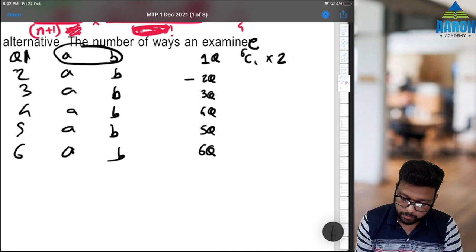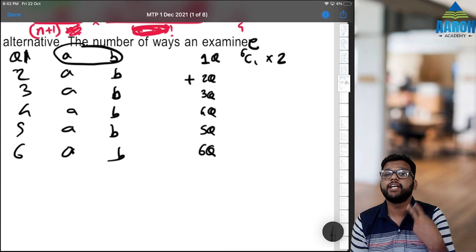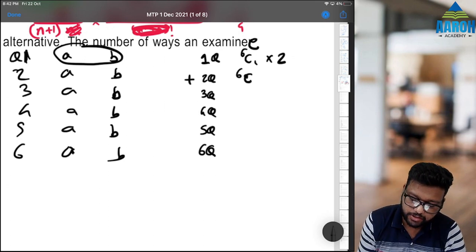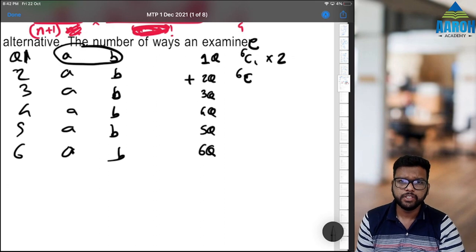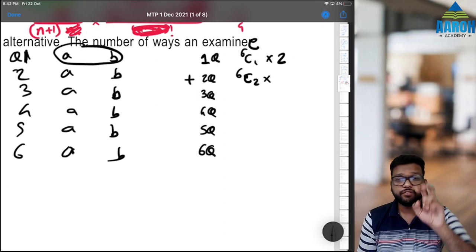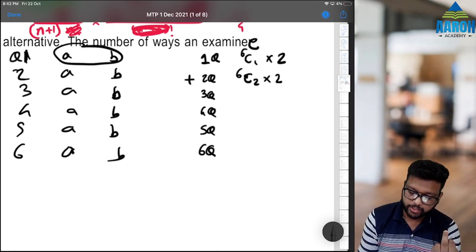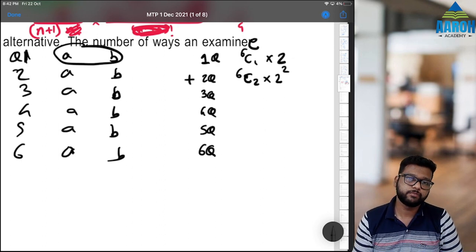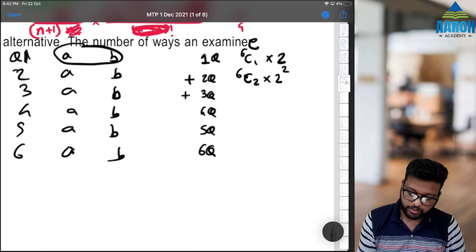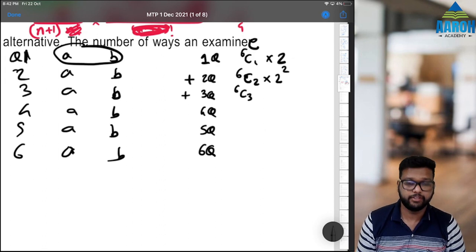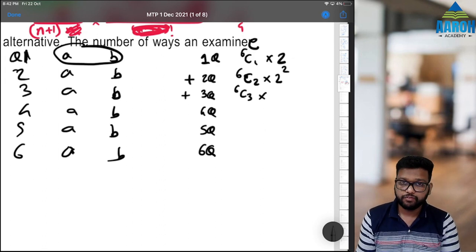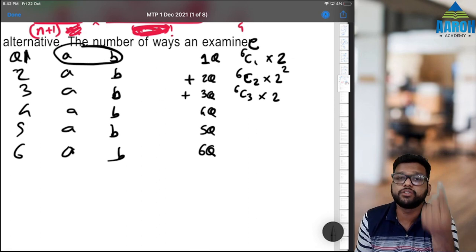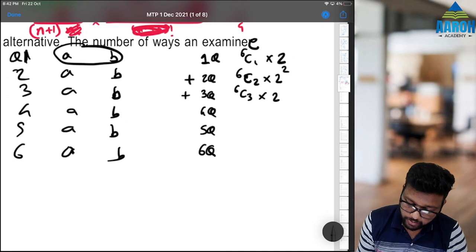Or is plus. If he decides to select 2 questions, then he has to select 2 questions first, 6C2, and then from the first question he has to select two options, and from the second question again he has to select two options. Or if he selects three questions, then for the first he has two options, for the second he has two options, for the third he has two options. So 2 into 2 into 2, 2 cube.